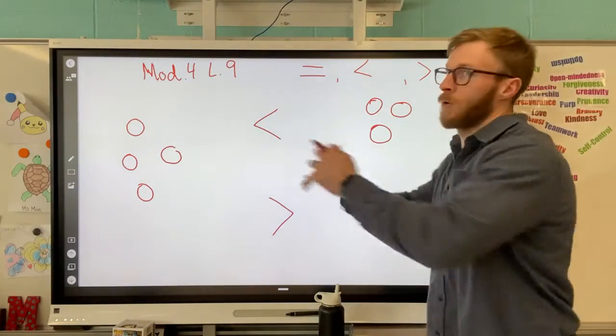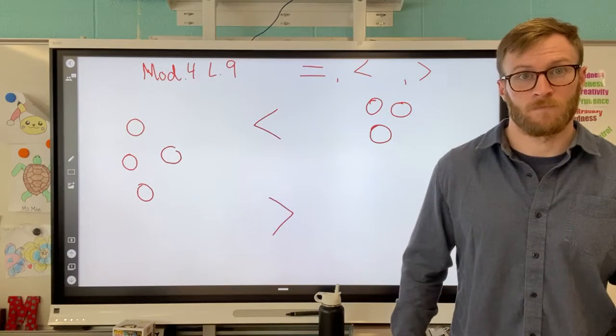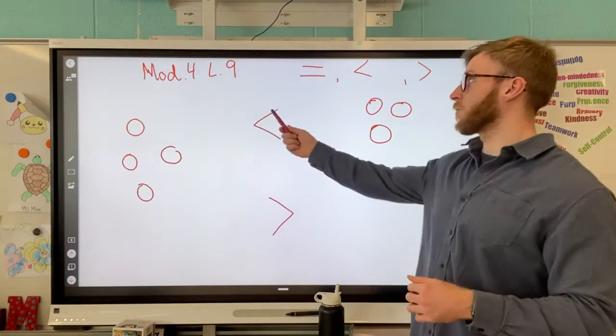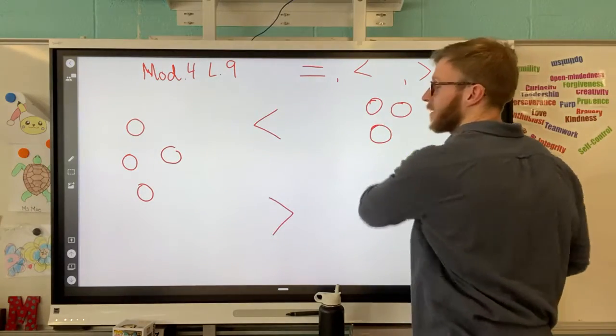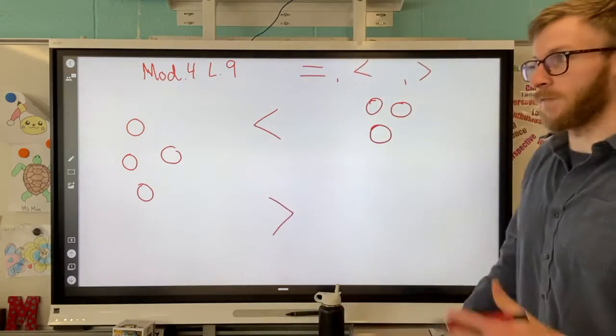All right. Which side do we want the alligator to go towards and eat as many fish as possible? Take a couple seconds. Think about what you think the answer is. We're going to use this sign and have the alligator come over here and eat these. Or we're going to use this one and have the alligator come over here and eat those. Take 5 seconds.